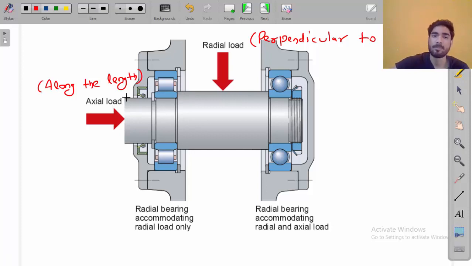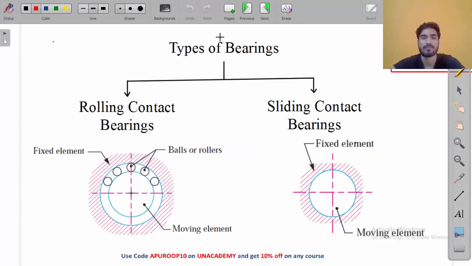So bearings have to support both these loads. If there is only radial load, then the bearing will be subjected to radial load. If there is only axial load, then the bearing will be subjected to axial load. And sometimes both the loads are acting, radial as well as axial. Do you understand this much? Okay, my friend. Now, what are the types of bearings?